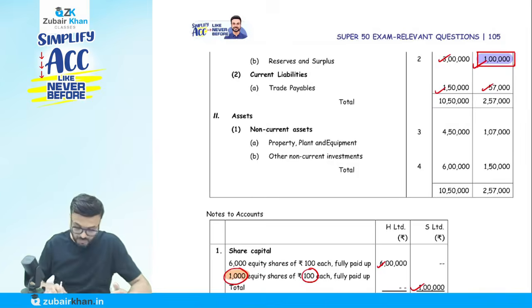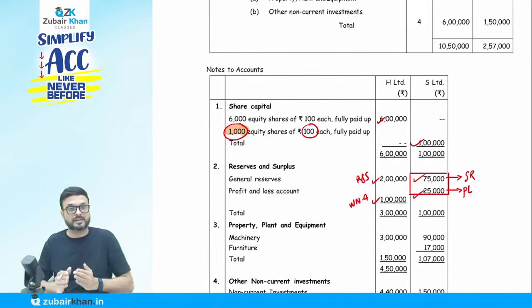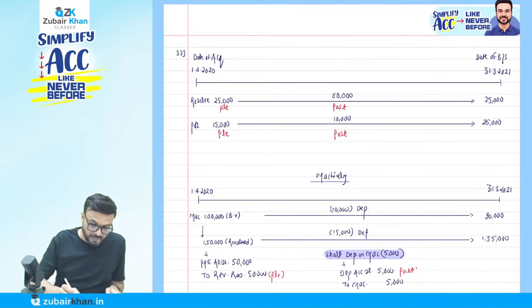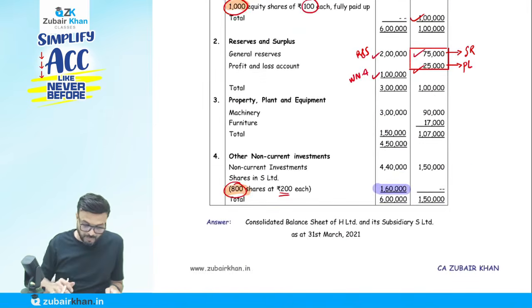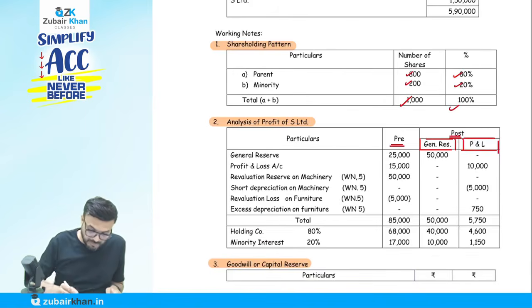Then after share capital, we have the reserve and surplus of the subsidiary company, 1 lakh. But this is notes to account. We have already discussed the analysis of this reserve and surplus. General reserve has a closing balance of 75, P&L 25. I already discussed this with you. We just have to take the figure from here. So how much do we have in the reserve? Pre 25, post 50. The analysis of profit of the subsidiary company is in working note number 2. So for general reserve, pre is 25 and post is 50.